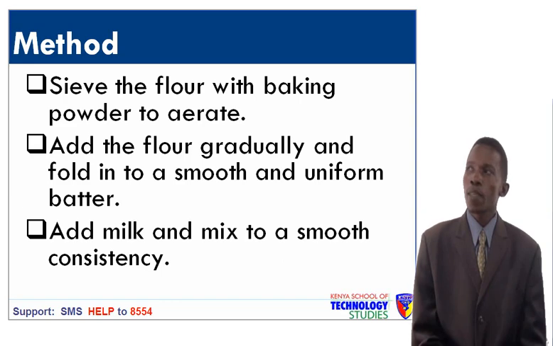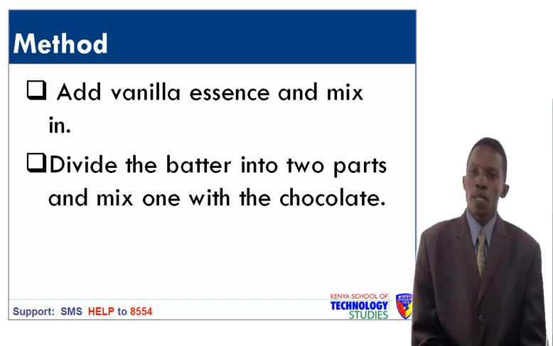Then add the flour gradually and fold into a smooth and uniform batter. Then add milk and mix to a smooth consistency so that it is in a dripping consistency. Add vanilla essence and mix in. Divide the batter into 2 parts and mix one with the chocolate, mixing well.